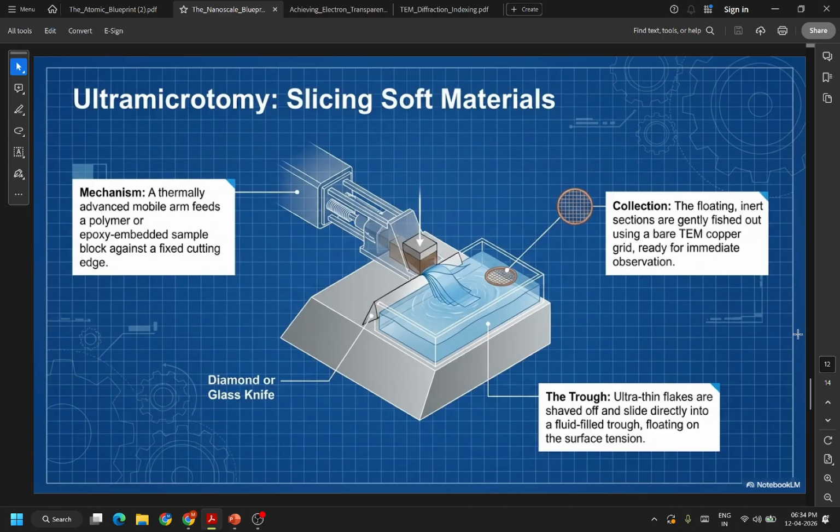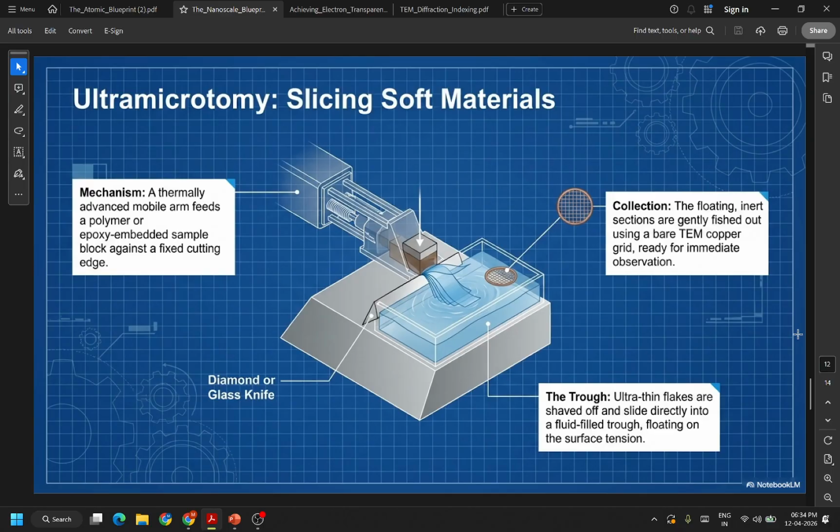Then for soft materials, ultramicrotomy is used. The mechanism is a thermally advanced mobile arm that feeds a polymer or epoxy embedded sample block against a fixed cutting edge. So you have a fixed edge of diamond or glass knife, and you use a precise mobile arm to place your sample block on it to cut it.